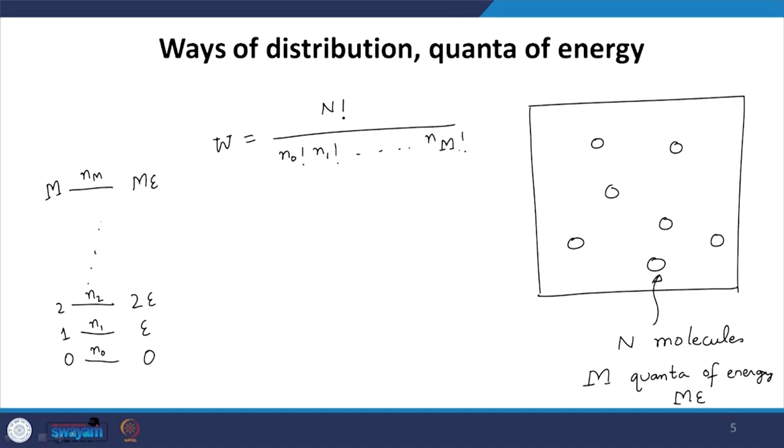nm factorial, right. And as I said, the entropy can now be defined once we know the number of ways, and we will see how to deal with factorials later in the course. But the key idea is that the number of ways of distributing energy in terms of quanta is pretty much following the probability arguments that we have discussed earlier. All right.